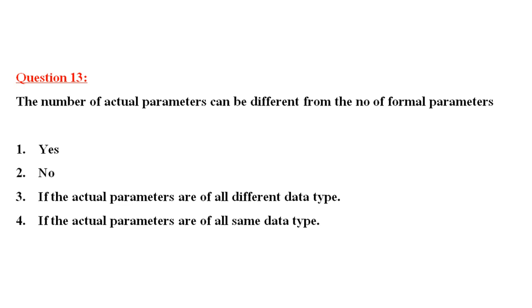Is it yes, number 1, number 2, no, number 3, if the actual parameters are of all different data type, and fourth option is if the actual parameters are of all same data type. Here the answer would be no. The number of actual parameters can be different from the number of formal parameters. It cannot happen. The answer is no.